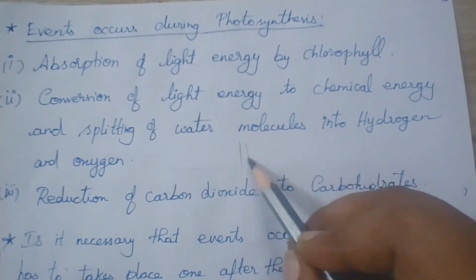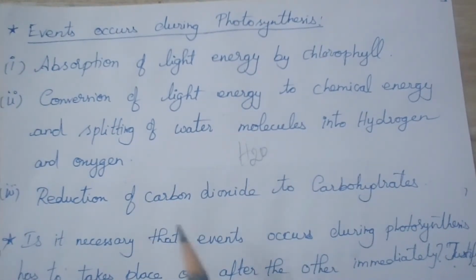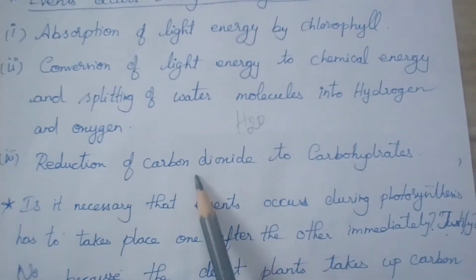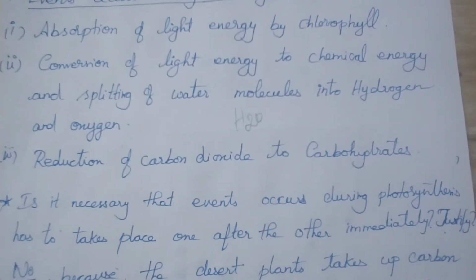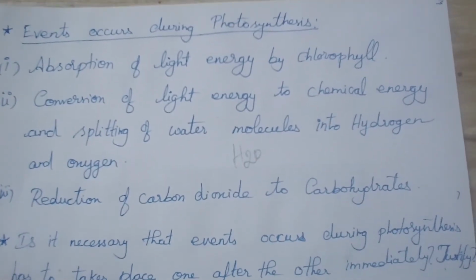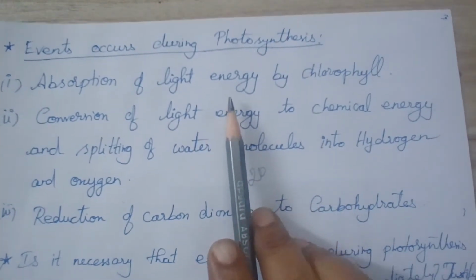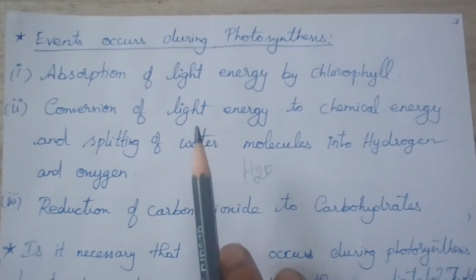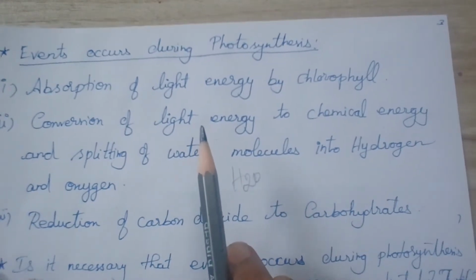The water molecule contains H2O, right? H2O is split into hydrogen and oxygen. Next, reduction of carbon dioxide to carbohydrates. So these are the steps involved in the photosynthesis process. But it is not necessary that it has to take place in the same order. Once the absorption of light has taken place by the chlorophyll, it is not necessary that water has to be split into hydrogen immediately, one by one.